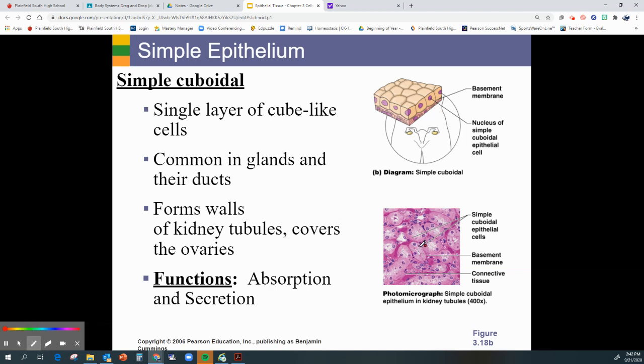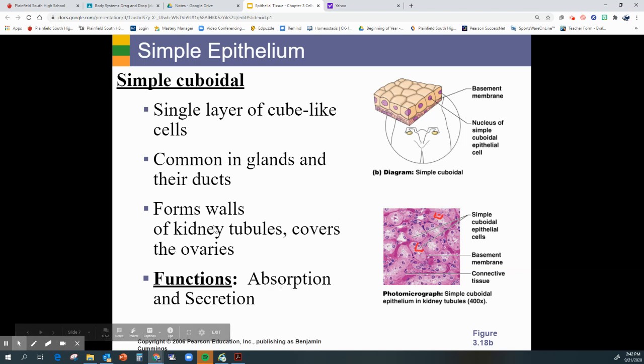Let me grab a marker here and mark them for you. So they are kind of this box shape, the types of cells that we see around the outside. They've got this shape to them, and then their nucleus usually sits pretty much right there by the basement membrane. But those are simple cuboidal.